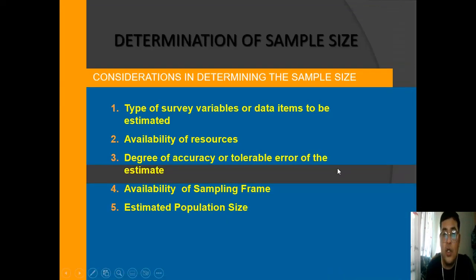Okay? So, determination of sample size, the most common is the Slovin's formula. So, considerations in determining the sample size. So, paano nga ba makukuha ang number ng sample? Usually, we use the Slovin's formula and other formulas in finding the sample size. So, type of the survey first, variables or data items to be estimated, availability of resources, degree of accuracy or tolerable error of the estimate, availability of the sampling frame, and of course, estimated population size. These are all considerations in determining the sample size.